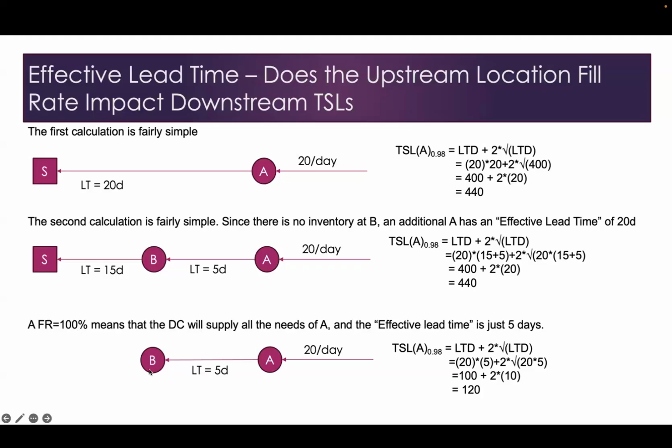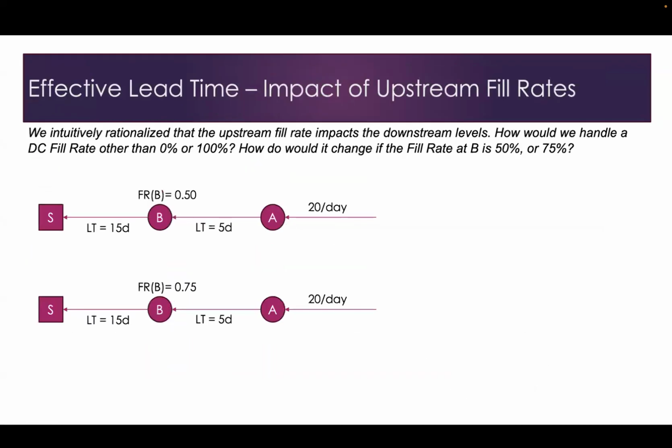But at B, in the third case, B tells A, don't worry about it, I've got you covered. So as far as A is concerned, what is the lead time? The effective lead time is 5 days, right? Does everybody agree? So what I'm going to stock at A is significantly lower because now it's just waiting 5 days. I'm not telling you how much I'm stocking at B, but as far as A is concerned, it is going to stock only 120 units. Does everybody agree to that? Because it's 20 times 5 plus 2 times square root of 100. Okay, so what's the lesson here?